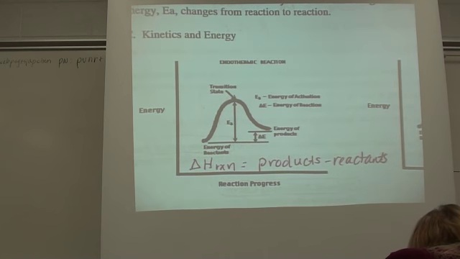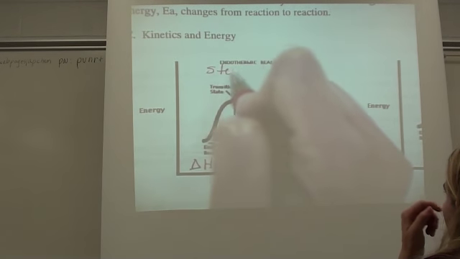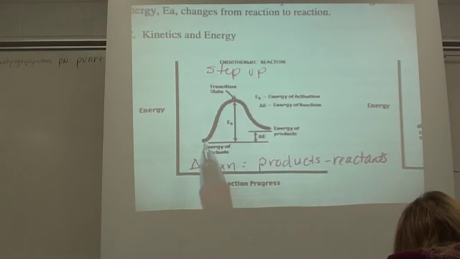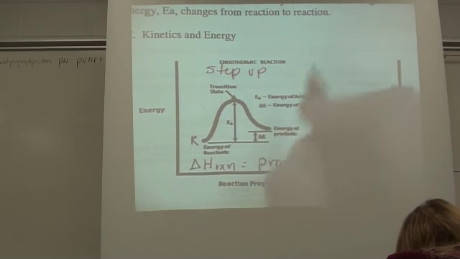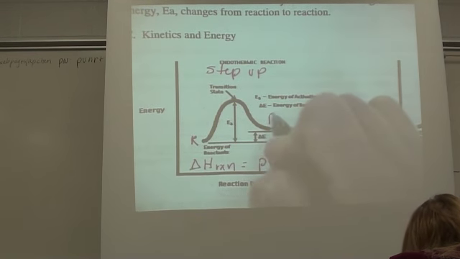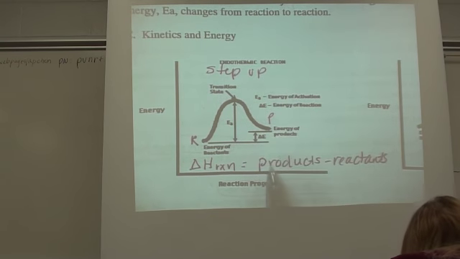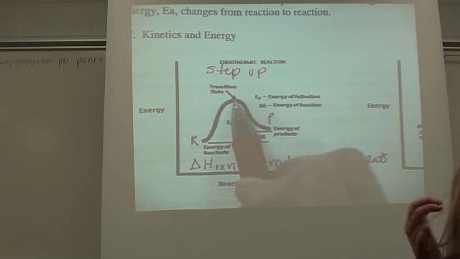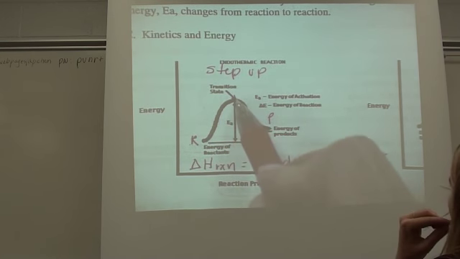So when we talk about this endothermic reaction, which you should think of as a step up, that means that the reactants have lower energy than the products. When we look at this, we can measure two different types of energy, the energy of the reaction and the activation energy. Remember, the activation energy is always the energy difference between the reactants and the transition state.